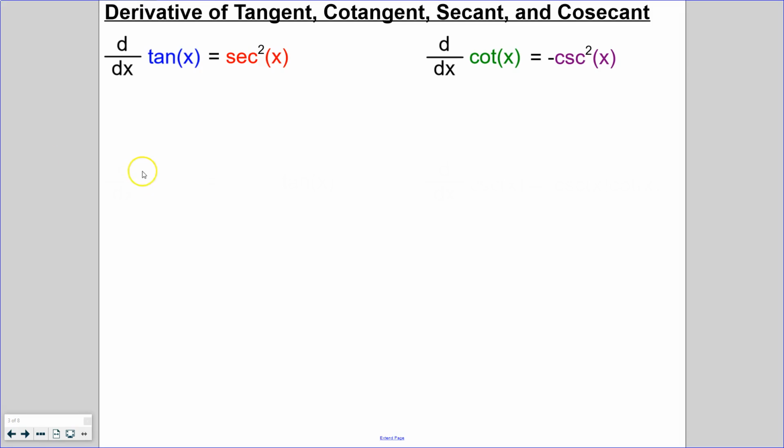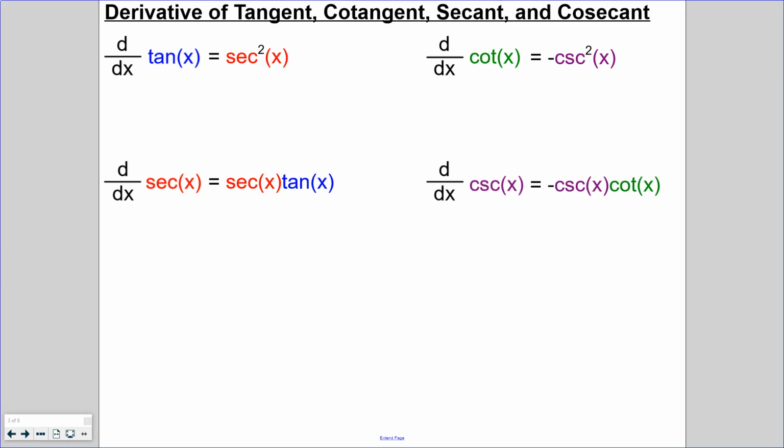Then moving along, if we want to find the derivative of secant, it turns out the derivative of secant is secant times tangent. And the derivative of cosecant ends up being negative cosecant times cotangent.